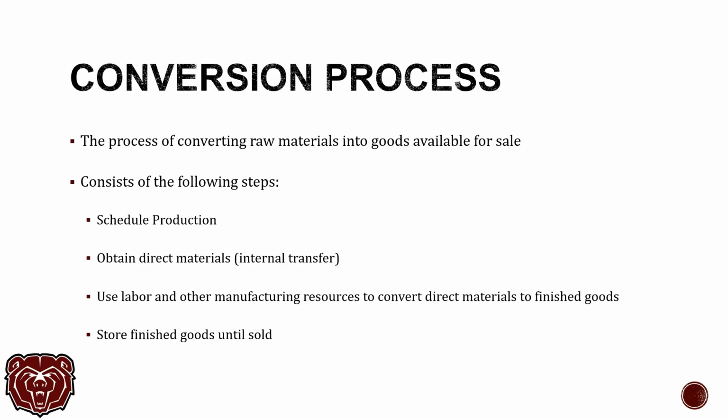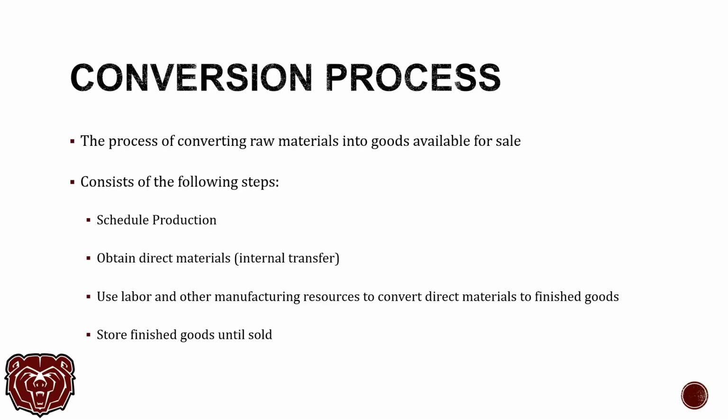So if we recall, the conversion process really is taking those raw materials, so wood for a table, glue for a table, screws for a table, that kind of thing, and we're turning it into a good that is available for sale. As we do that, it's going to follow through several different accounts, and we'll get to that here shortly. But recall that the conversion process does consist of the following steps.